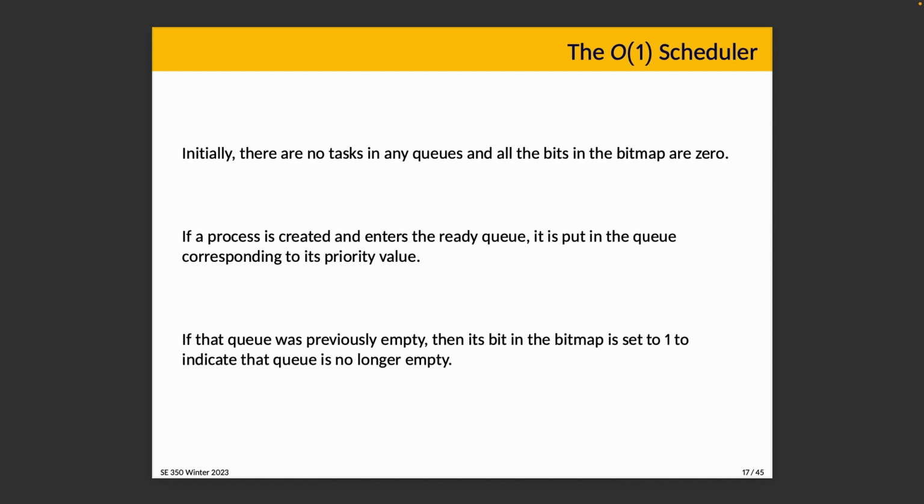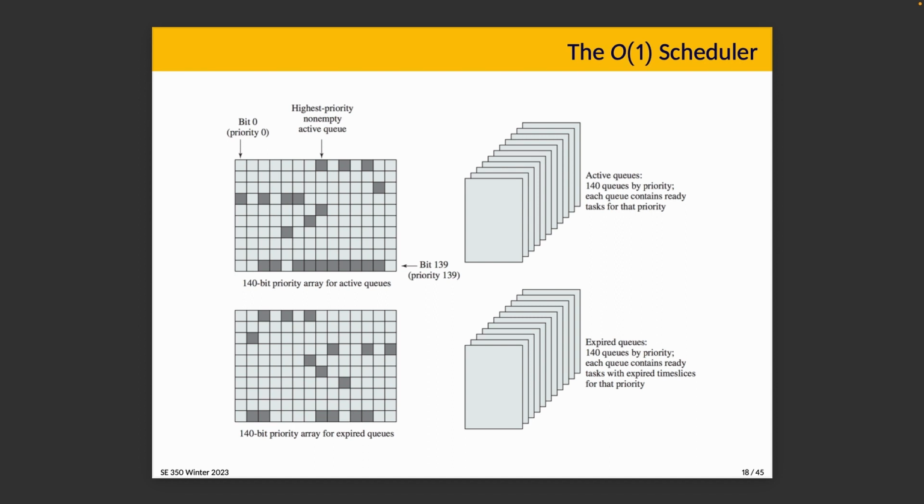Here we have the actual diagram that explains how it works, which is to say we have two copies of everything. There are active queues and expired queues. Active queues are tasks that are ready to run, and we have a bitmap, and the bitmap will show us which queues have anything in them. Associated with the bitmap, we have the queues themselves, so we have 140 of them, each queue containing ready tasks that correspond to that priority. So that part is pretty straightforward. If we have a task, we put it in there. If it gets blocked, we take it out of the queue and put it in the blocked queue for whatever it's blocked for. That's fine, right? Why do we have a second one?